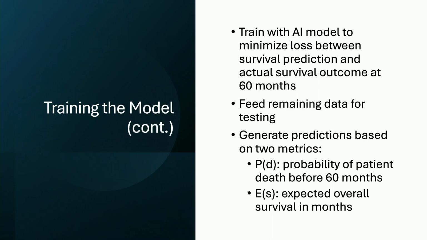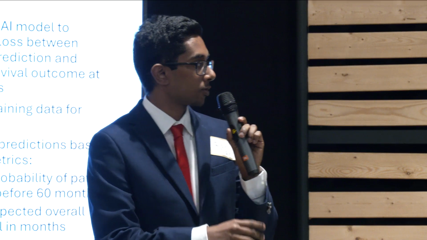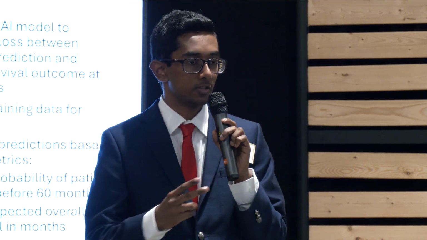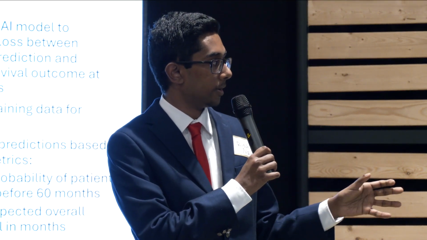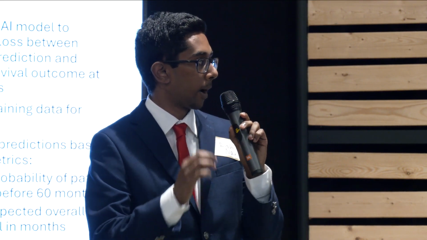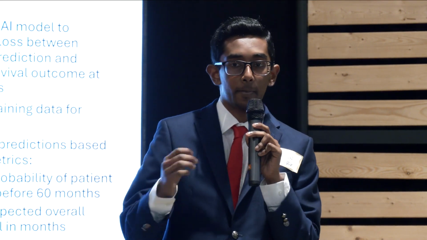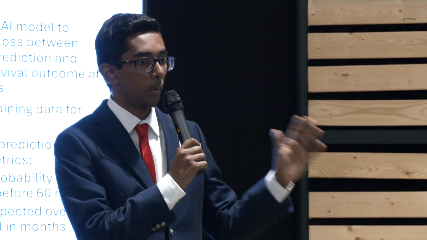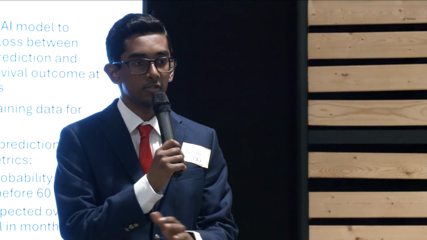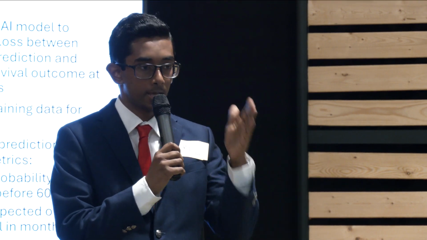We then need to train our data with an AI model to minimize the loss between the prediction of survival and their actual survival outcome at 60 months. We plan on using around 20 to 25% of the data to do the training and feed the remaining data for testing. Afterwards, our goal is to generate 2 types of predictions based on this model. One is P sub D, which would be the probability that a patient dies before 60 months, as well as their expected overall survival in months, irrespective of whether or not they are alive or dead at 60.